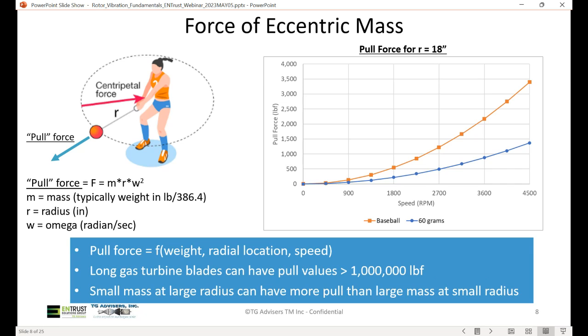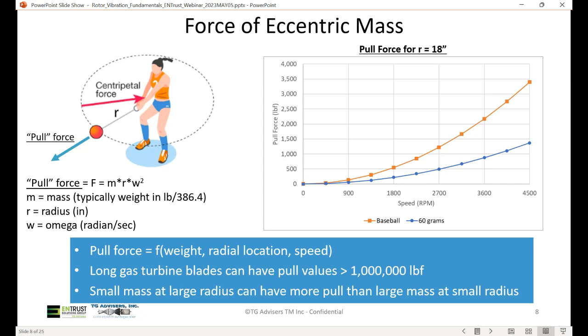Long gas turbine blades can have pull values of over 1 million pounds per blade. Because the pull force is a function of weight, radial location and speed, a small mass at a very large radius can have more impact than a large mass at a small radius.